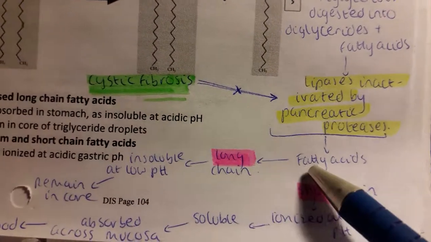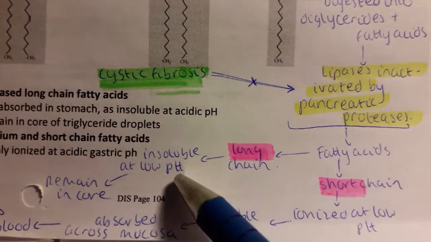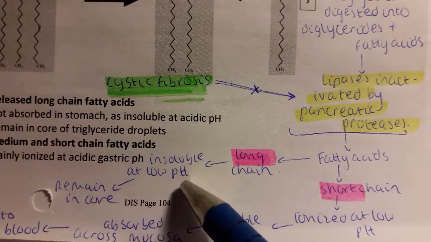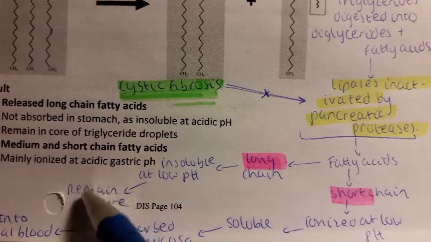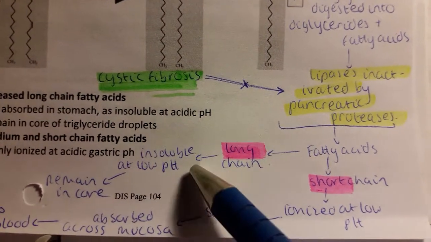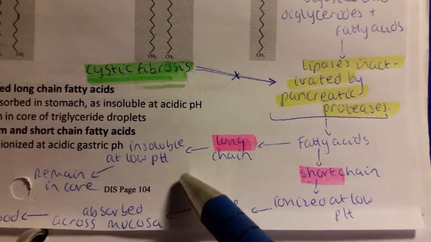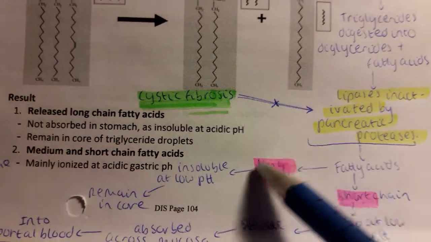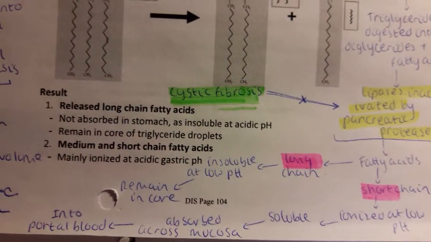Now the long chain fatty acids are insoluble at a low pH, and therefore they remain in the core of this lipid droplet with bile salts on the outside, with the polar head groups out and the non-polar tails in, and the long chain fatty acids remain in the core of this.